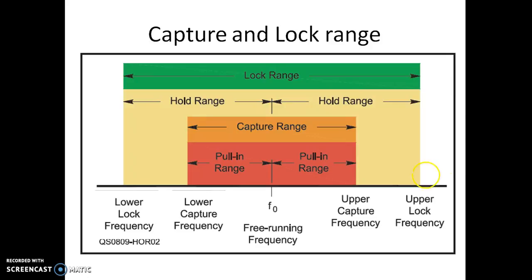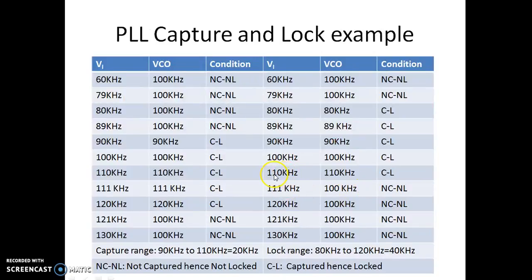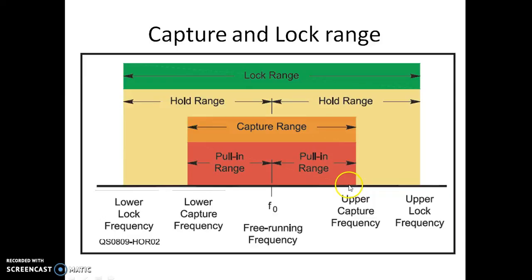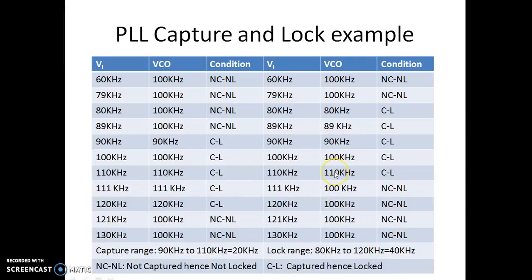If it has to get locked here, first it has to come within the capture range. So now it is 150, 130, 120, 115, 112. Now this is 110. See here, when the input frequency keeps reducing from 130, 121, you can see the VCO is operating at its own frequency. When the input frequency comes close to 110 kilohertz, now it is captured. Anything less than 110, now it is captured. Once it is captured, the VCO frequency is locked to the incoming frequency. So the VCO frequency also changes to 110.